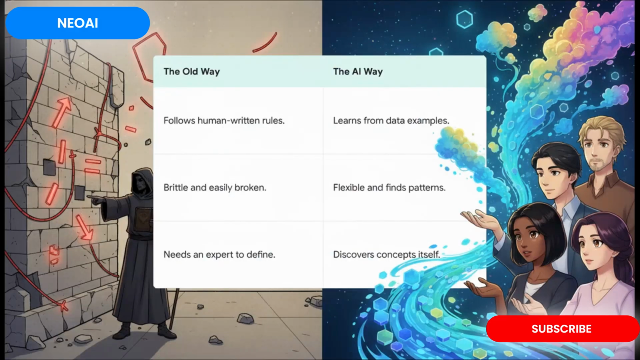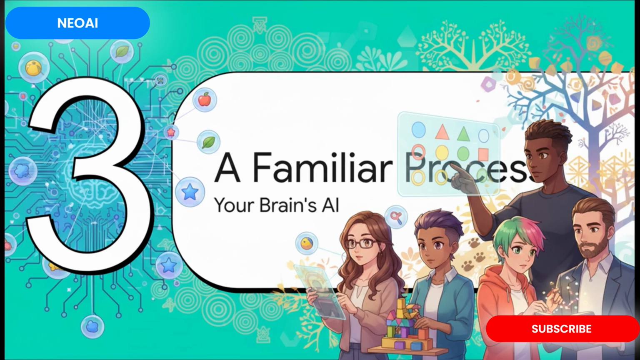So let's put them side by side. It's a pretty stark contrast, right? On one hand, you've got the old way, which is super rigid and totally relies on a human expert to define everything. On the other hand, the AI way is flexible, and it learns right from the data. It discovers concepts on its own, concepts that, let's be honest, we humans might have a hard time even putting into words.